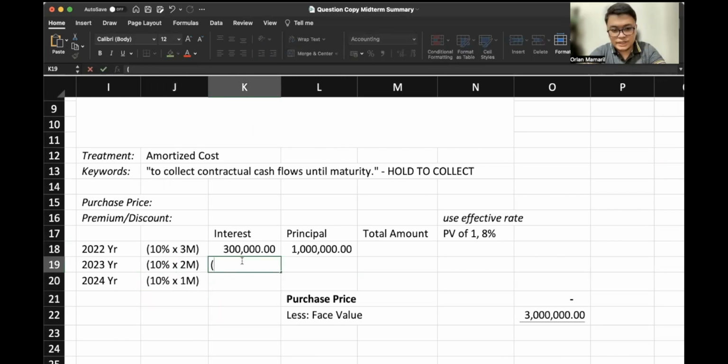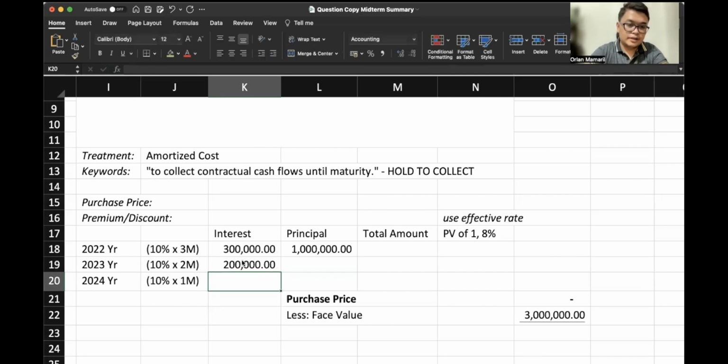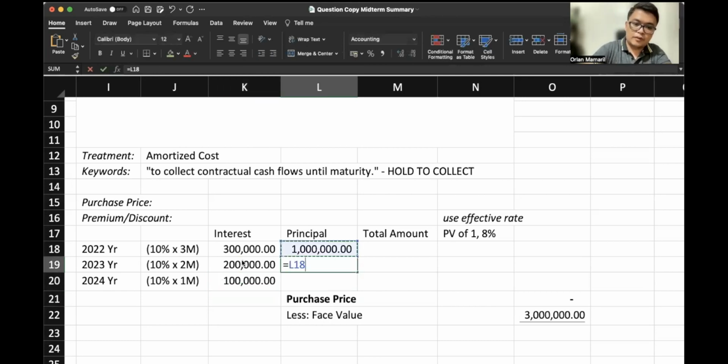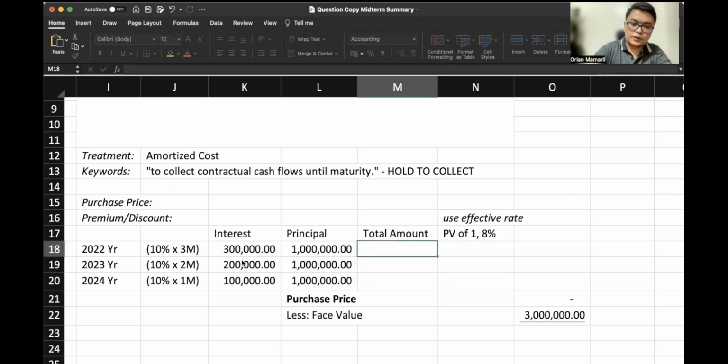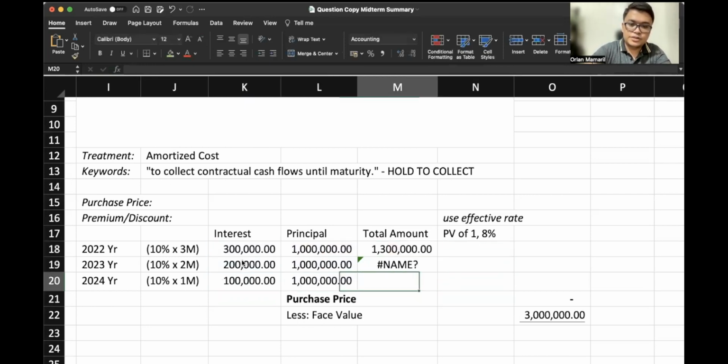So notice our interest is going down and down and down because this is a serial bond. A while ago, in the term bond, in the first example, the interest received is the same, right? For this one, it's decreasing because we are paying off our principal every year. Principal, 1 million, 1 million. So our total amount is 1.3 million, 1.2 million. Oops, that's our total payment.